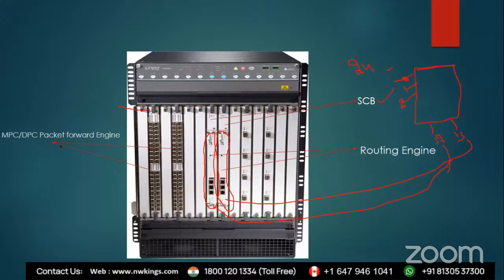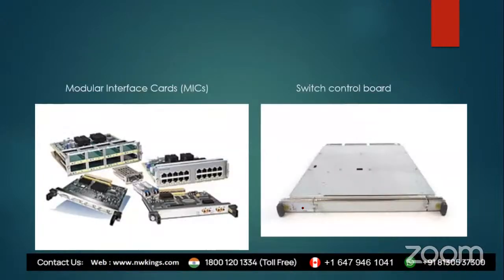All these MPC and DPC line cards communicate with the routing engine and each other through the SCB. That's why we have to install the SCB first, and after that you install the routing engine. So the SCB houses the routing engine. You can see here, this is the SCB card, switch control board. This is an empty slot, as of now we haven't installed anything. In this slot you have to install the routing engine.